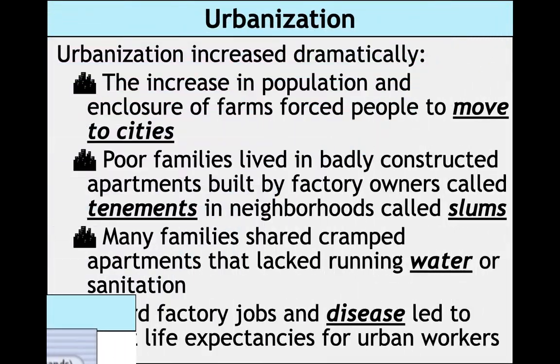Okay. So urbanization increased dramatically. The increase of population and closure of farms led people to move to the city. Poor families lived in badly constructed apartments called tenements, in neighborhoods called slums. Many families were cramped, with a lack of running water or sanitation. This increased diseases and led to short life expectancy for these workers.